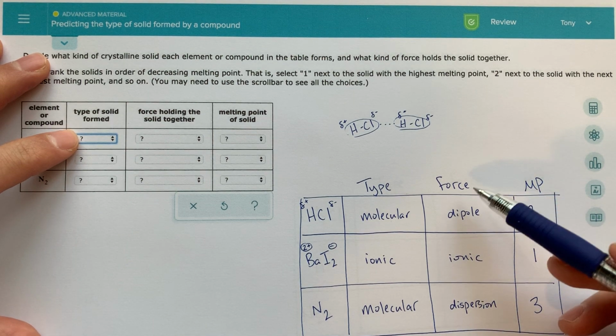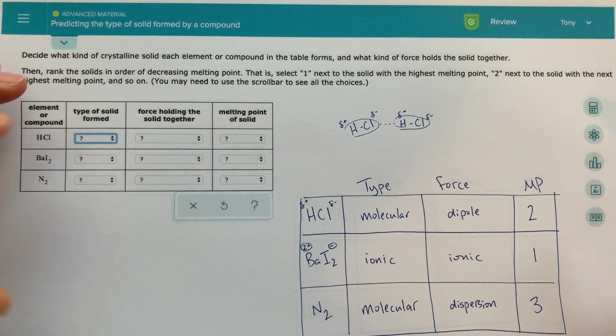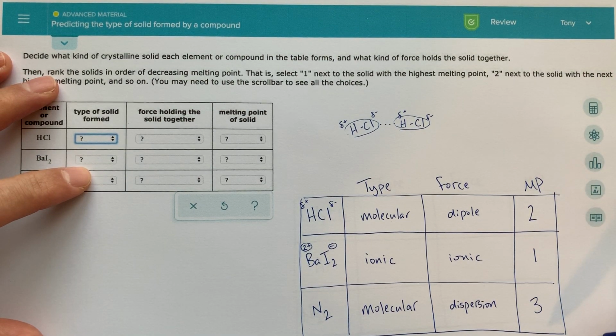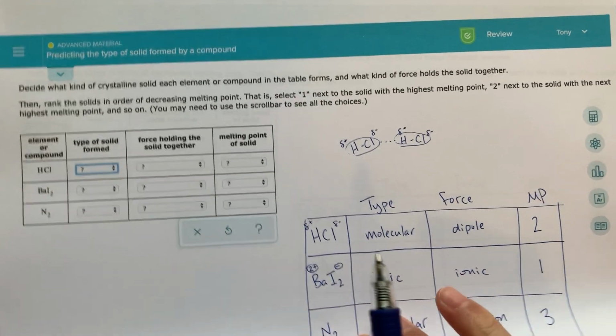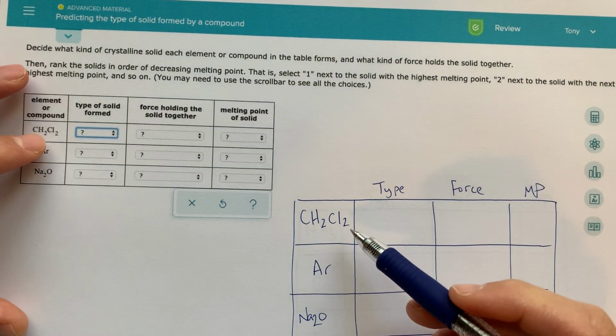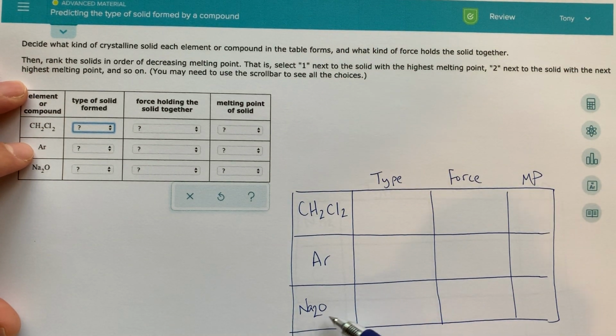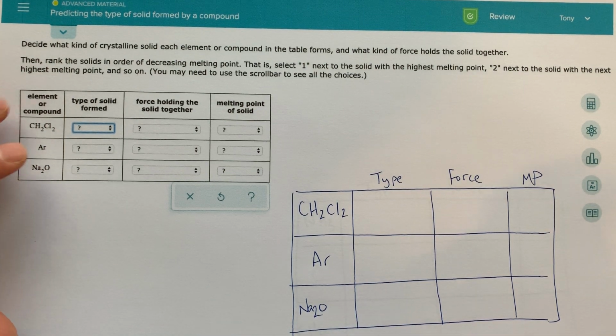Just think about what are the forces holding them together, which of these forces are stronger, which of these forces are weaker, and then base your melting point off of that. All right, let's do another example. So the next example here, we've got CH2Cl2, argon, and sodium oxide, so Na2O. Got a little scrunched in here, but Na2O, we can see it over here as well.